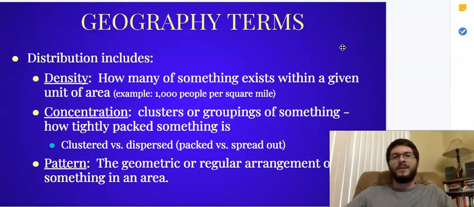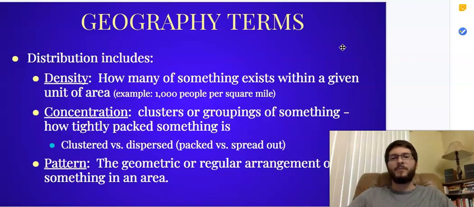The first one being density. Okay, population density is just how much of something exists in a certain area. Typically in this class, we're going to be talking population density, so how many people live in a given area. But density can be used to pretty much talk about anything, right? It could be sheep per square mile, it could be whatever. So, density is simply the number of something in an area.